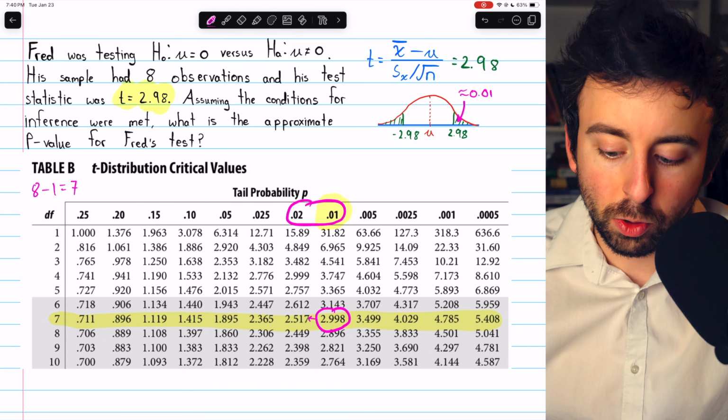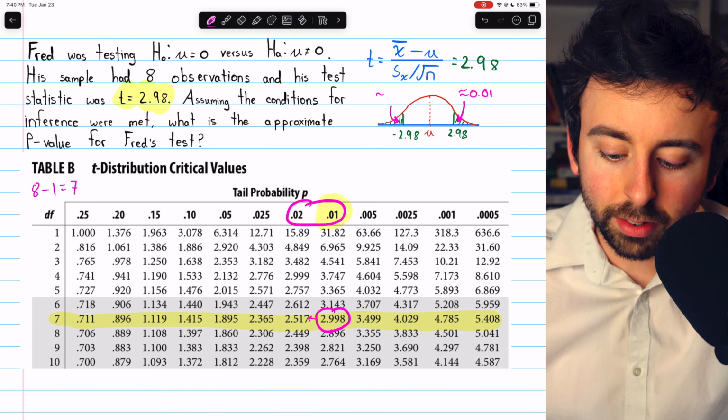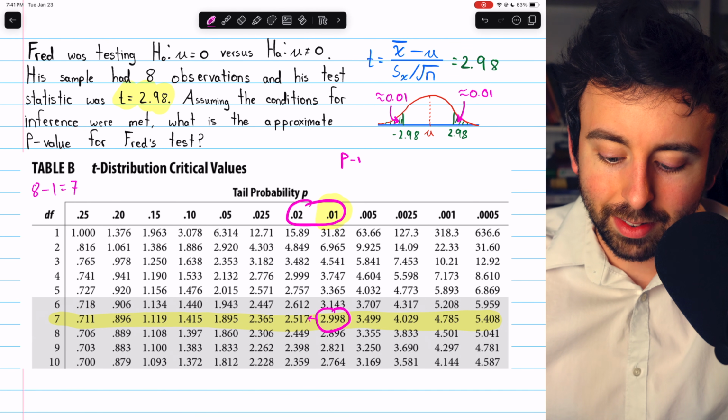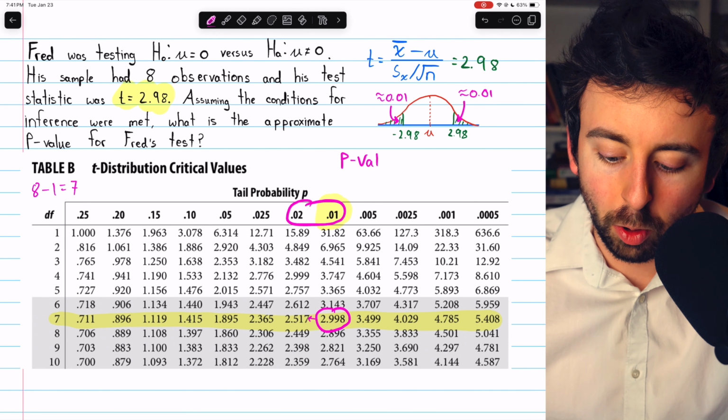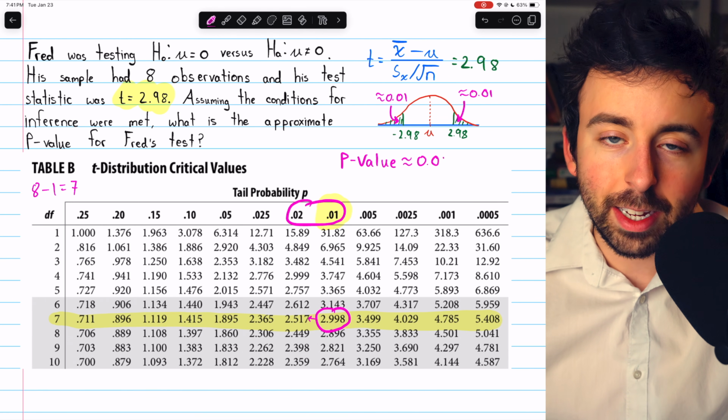And the t-distribution is symmetric, so of course the area of this lower tail is also about 0.01. Again, this is a two-tail test. That's why we have to double the 0.01 to get our final p-value of about 0.02.